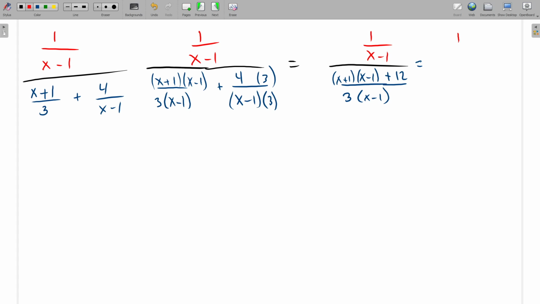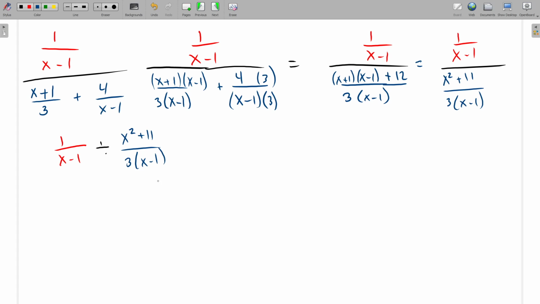Right, this numerator 1 over x minus 1 is going to stay the same. And we can quickly FOIL out this denominator and combine the 12. x plus 1 times x minus 1 is going to give us x squared minus 1, and then plus 12 is going to give us plus 11, all over 3 times x minus 1. Okay, so now we can take the rational expression in the numerator, 1 over x minus 1, and write it as divided by the rational expression in the denominator, x squared plus 11 over 3 times x minus 1.